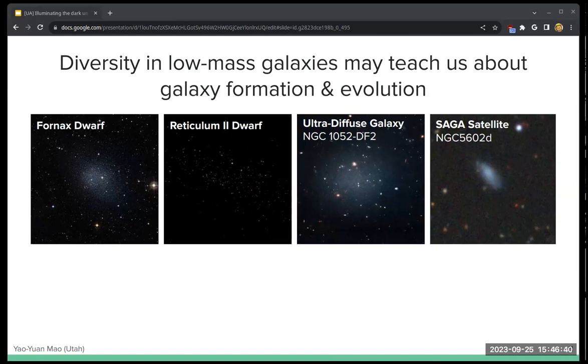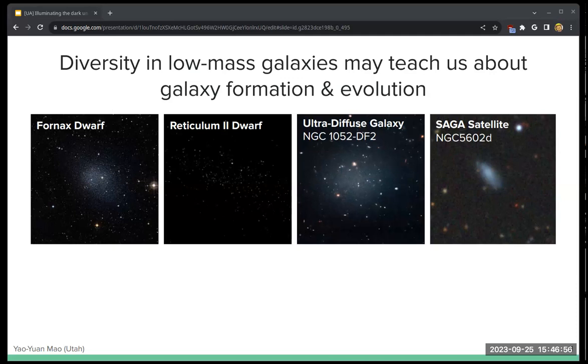So here I'm just showing you a few different low mass galaxies. Next to and Rectangular 2 are both satellite galaxies of the Milky Way. You can barely make out the Rec-2 dwarf galaxy. They look like individual stars. It's very, very low mass.